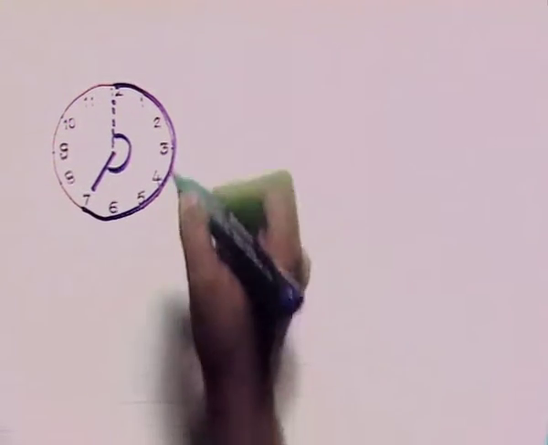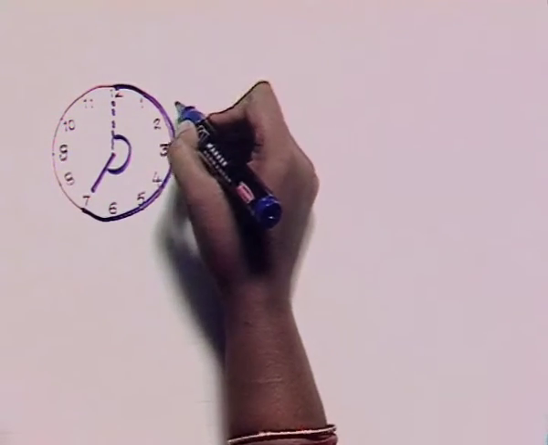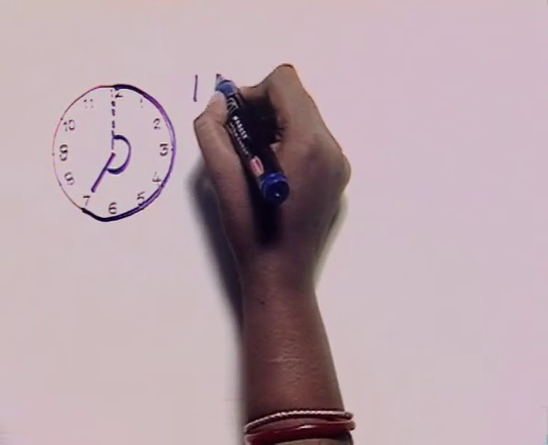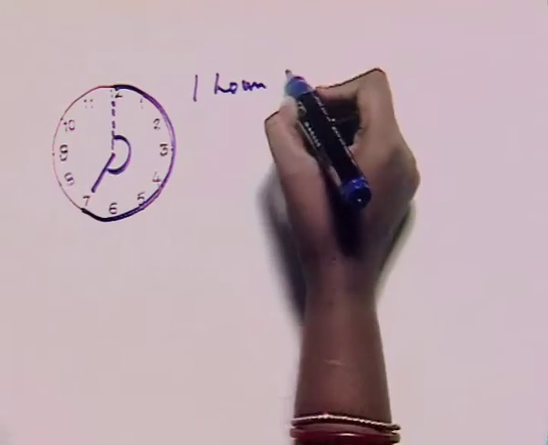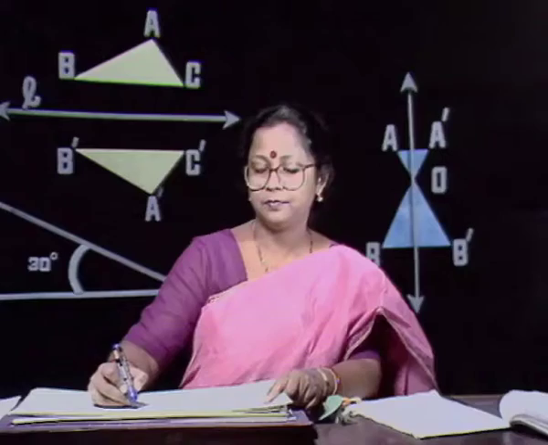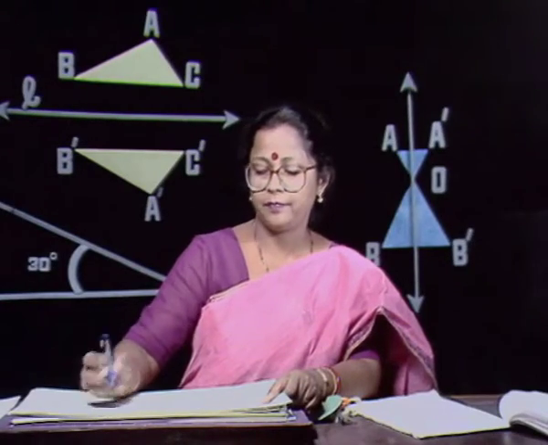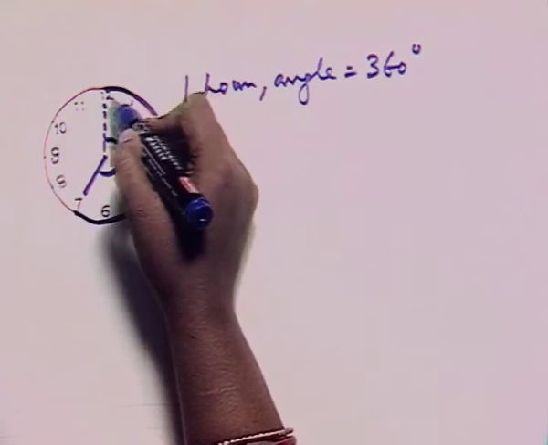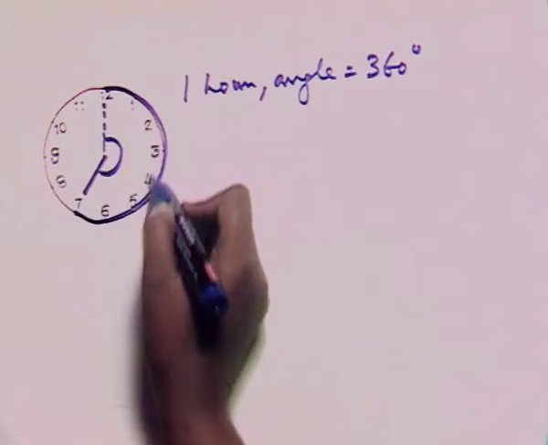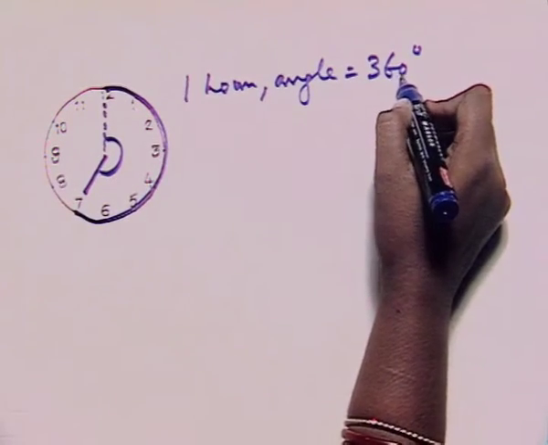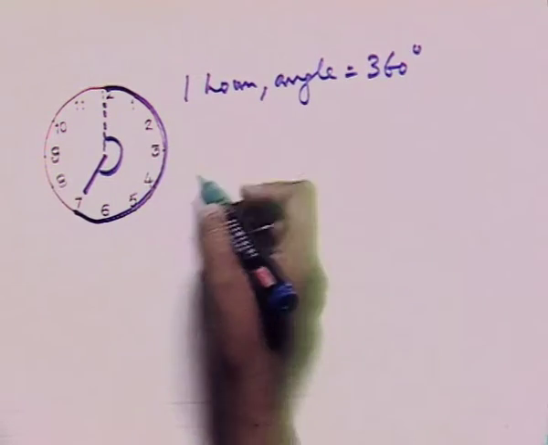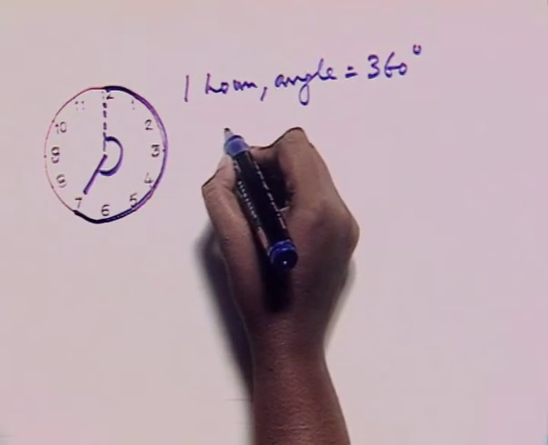Now, we know that in 1 hour a minute hand makes an angle of 360 degrees, because it starts moving from 12 and again reaches 12. So, in one full circle it is making an angle of 360 degrees. So, what will be the angle made by this minute hand in 1 minute?